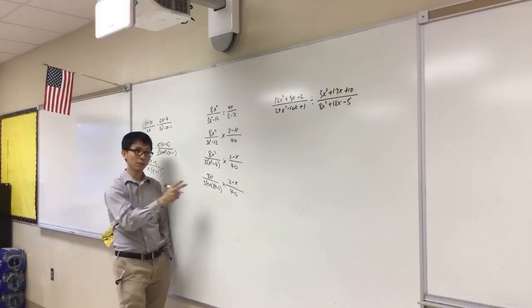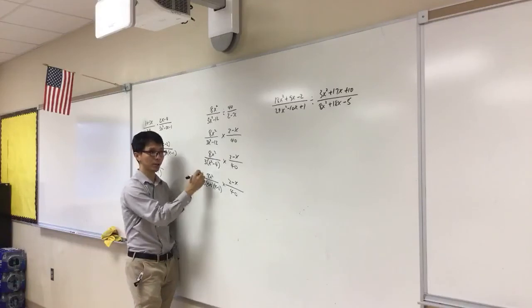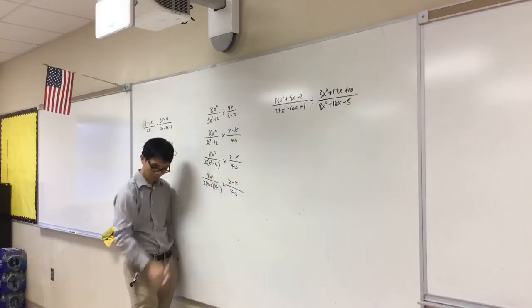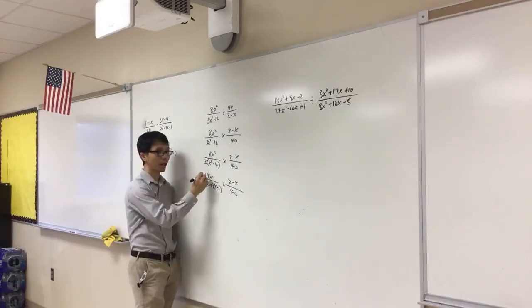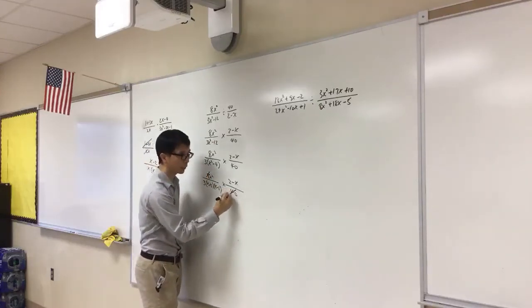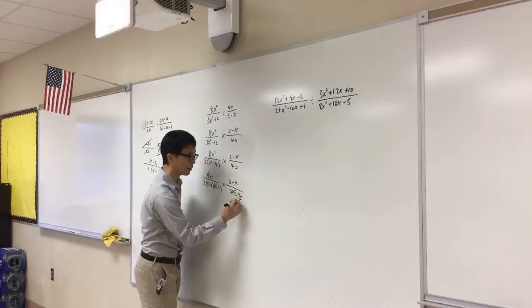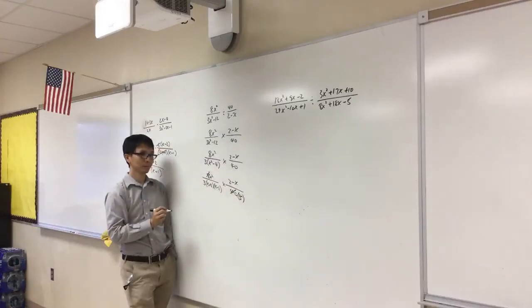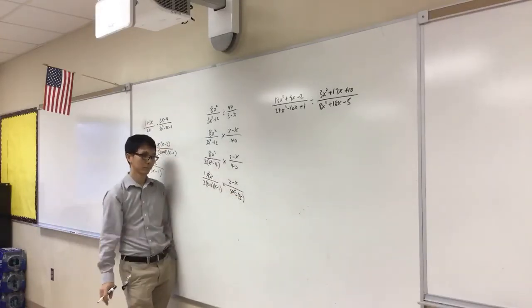Oh, the 8 and the 40. 8 and 40, good. So 8 and 40, right? So I can cancel out the 8 and 40, what am I left with? 1 and 5. 5 on the bottom, 1. Oh, X. 1 is here, right?